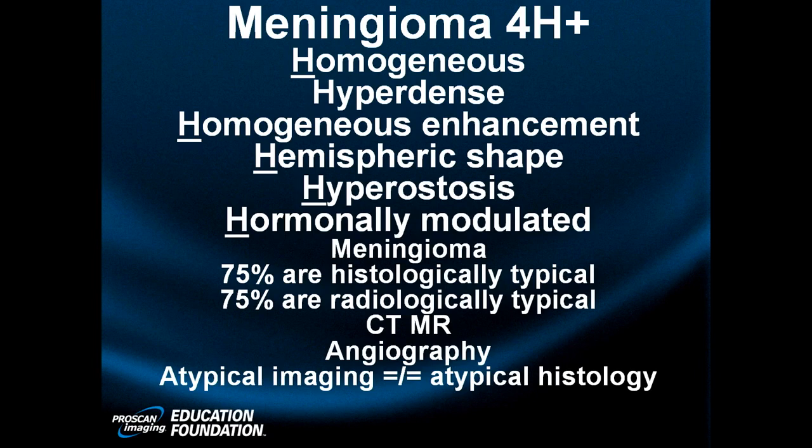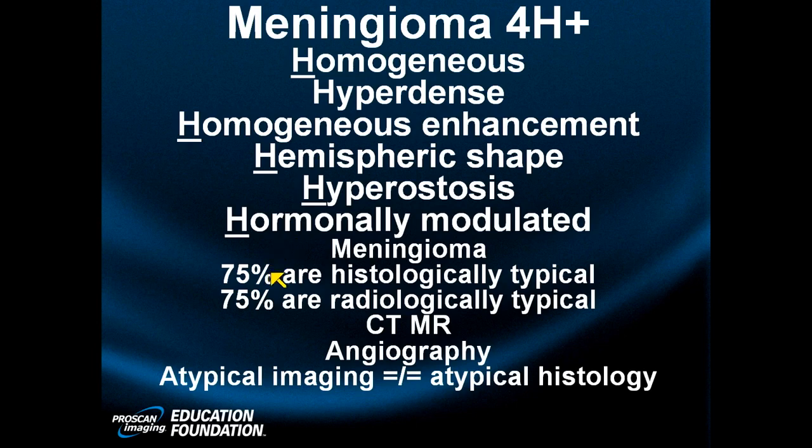Who gets progesterone? Women who are trying to slow the aging process, women who have had, for medical reasons, premature hysterectomy, and actually progesterone and estrogen regimens are sometimes used in bodybuilders, but they don't get meningiomas. They also use progesterone for patients with hyperemesis gravidarum in pregnancy. They're homogeneous, they're hyperdense, they have a hemispheric shape, they're hyperostotic, and they're hormonally modulated. So the 4 H's.